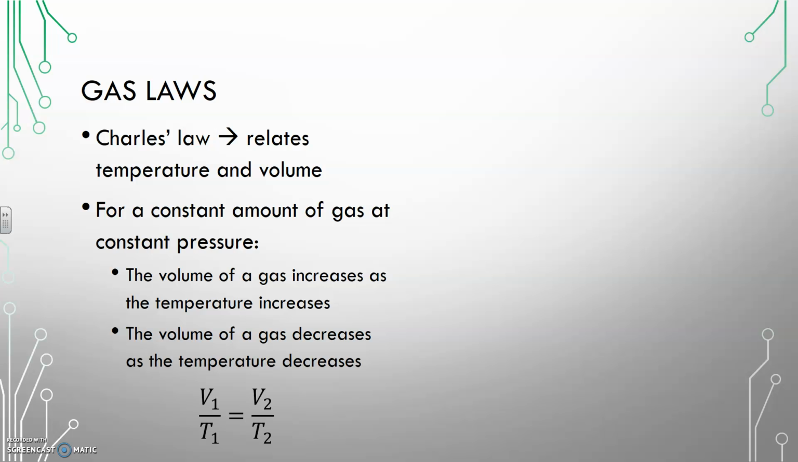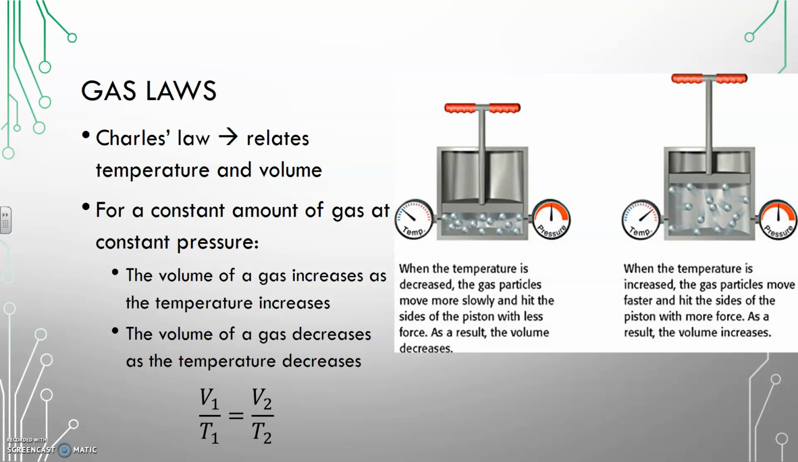Because they're both moving in the same direction, as one decreases, the other decreases, it's another one where you have V1 over T1 equals V2 over T2, where V again is volume, T is temperature. So here we've got our moving piston that will keep our pressure constant. When the temperature is decreased, the gas particles move more slowly. They don't hit the sides of the piston as much. They don't hit with as much force. So as a result, the volume will decrease in order to keep that pressure constant.